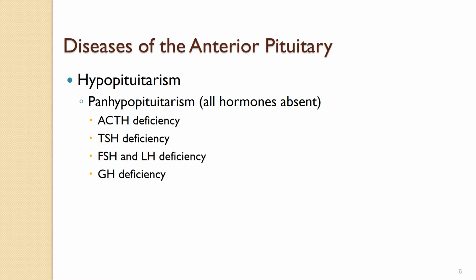On the other hand, it can be that only some or one of them is missing, such as ACTH, TSH, follicle stimulating hormone, or growth hormone deficiency. So it depends on whichever one. Still, you will call this hypopituitarism. The only time you will call it panhypopituitarism is when all of the hormones are absent, like I was describing in Sheehan syndrome.